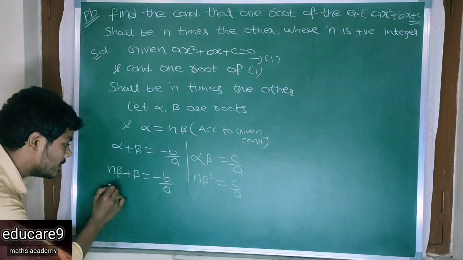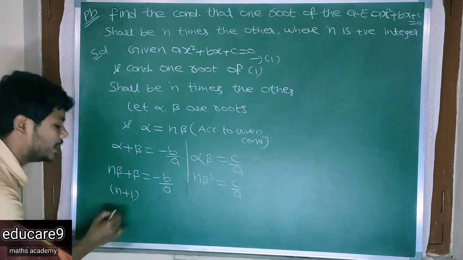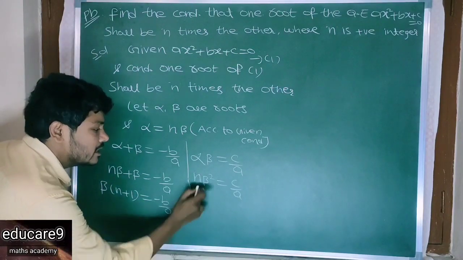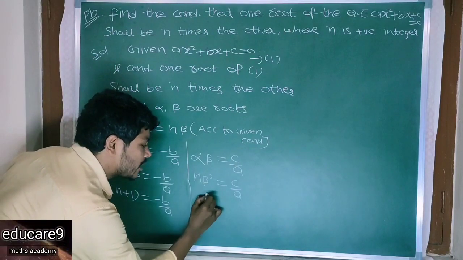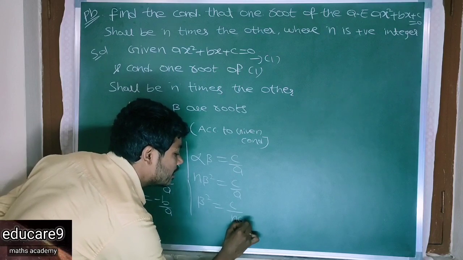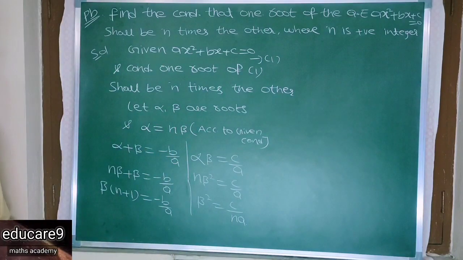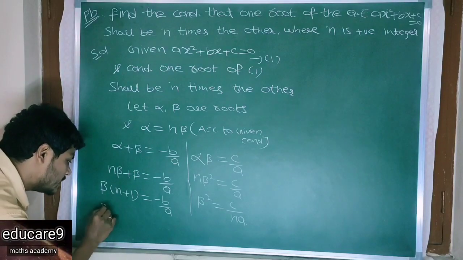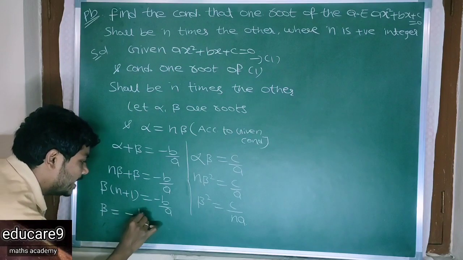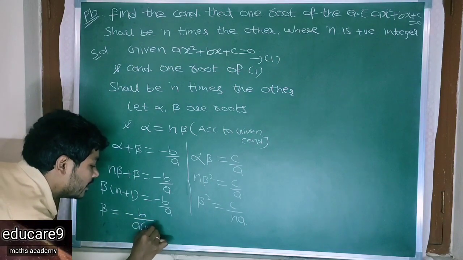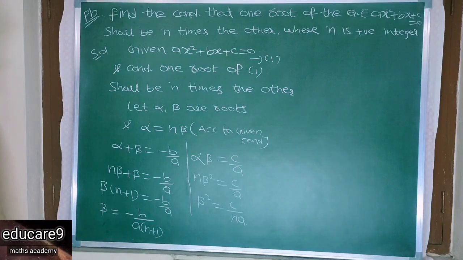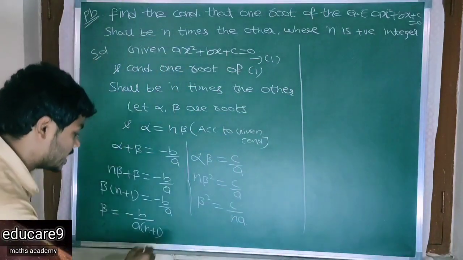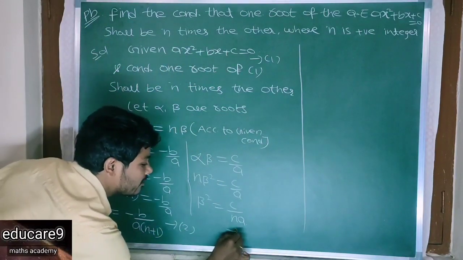Now this is n plus 1 times beta is equal to minus b by a. And this one, beta square is equal to c by na. So from this you can write beta is equal to minus b by a times n plus 1. Now substitute this beta value in this equation. See here. So this is equation 2, equation 3.